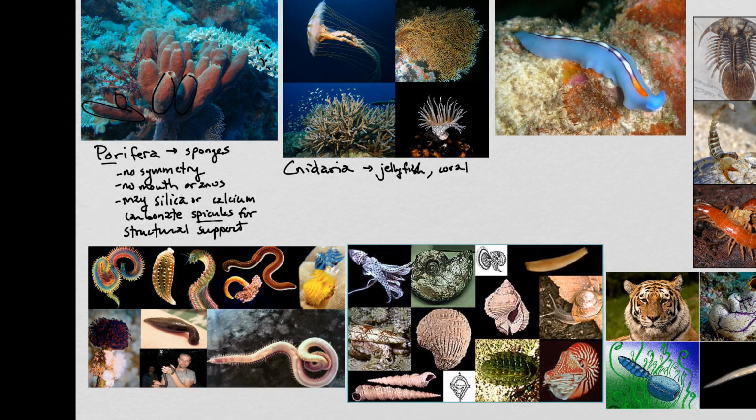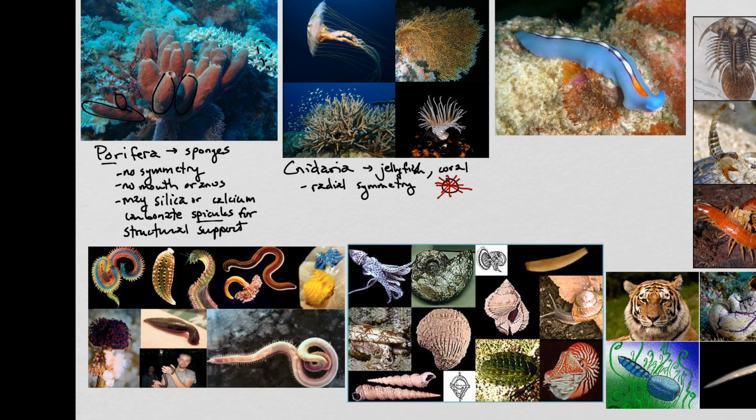So Cnidarians have radial symmetry. Radial symmetry is different than the symmetry that you're used to where you can just cut something in half. Radial symmetry is like a circle. And when you have a circle, you could cut it like this, or like this, or like this, or like this, or like that. You get the idea. There's lots of ways you can cut a circle. That's how Cnidarians work.